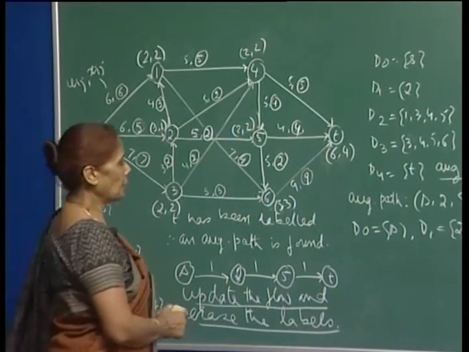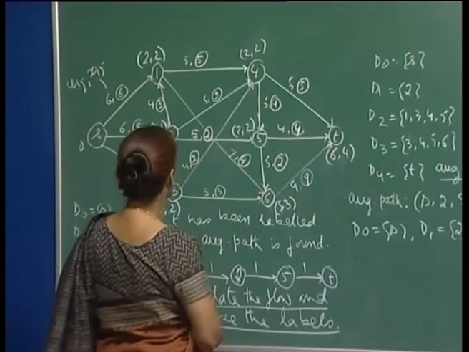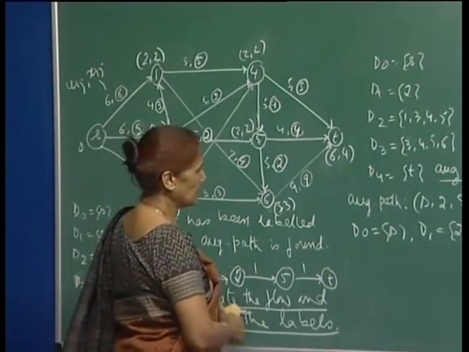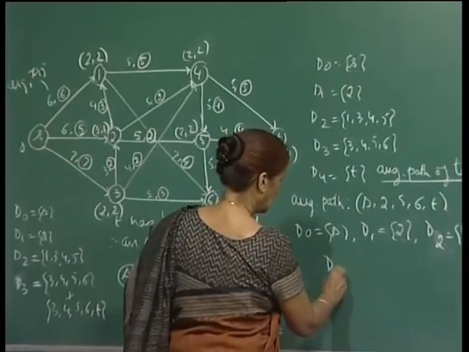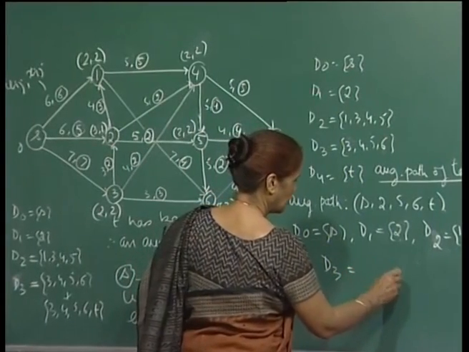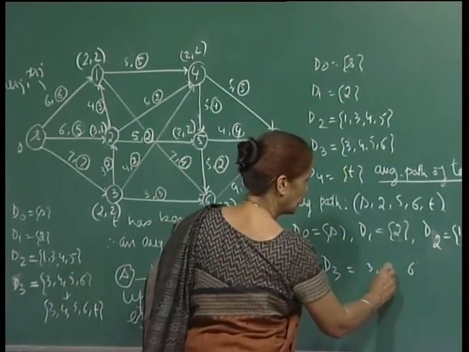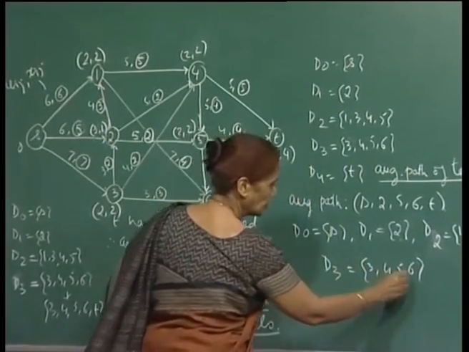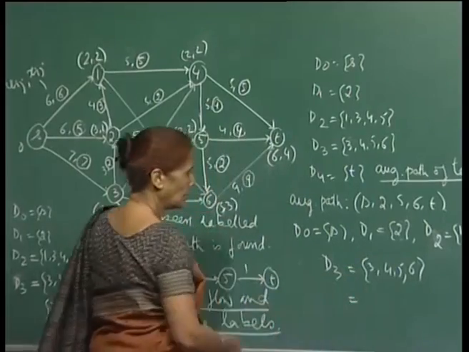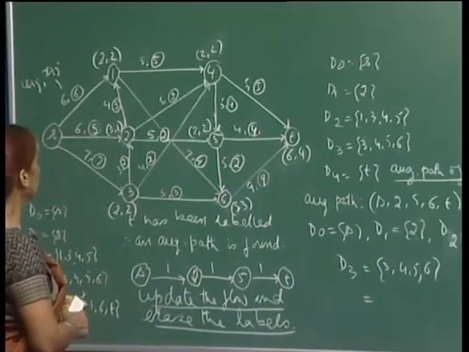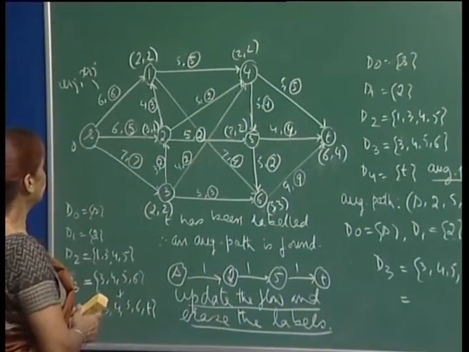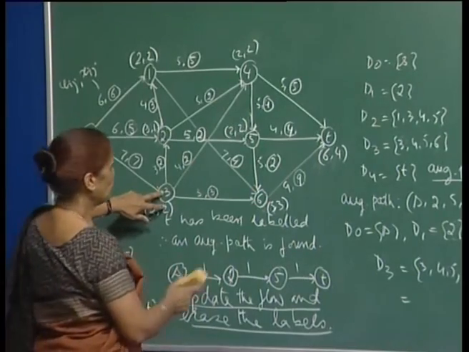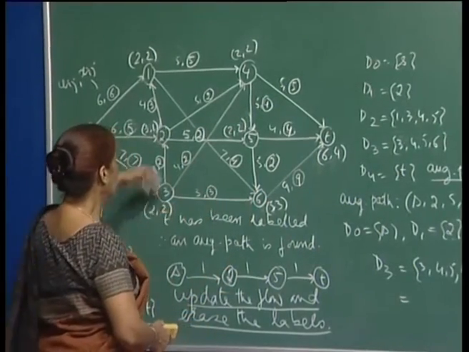So now we want to label from 1. I cannot do that, but I can label 6. So here again D3 will be 3, 4 and 5, and I will write 6 at the end. I should keep removing the nodes which I am not using, right. And then again you want to label something. Can you label something from 3? 4 is already labeled, 6 cannot be labeled, everything is done.